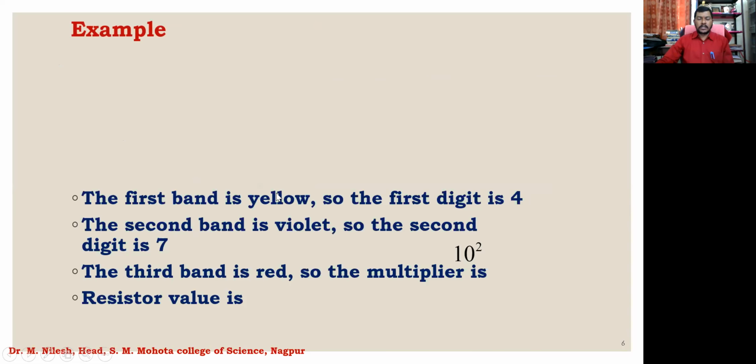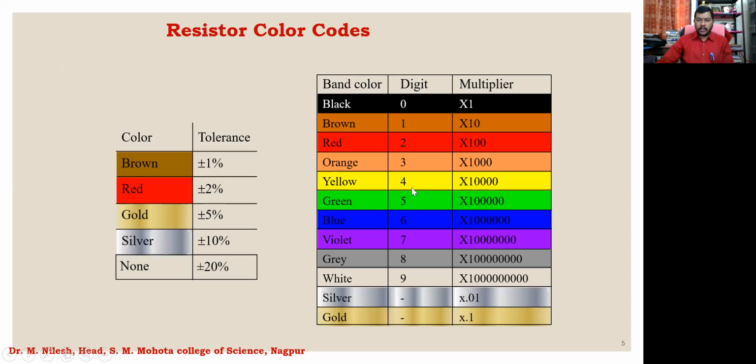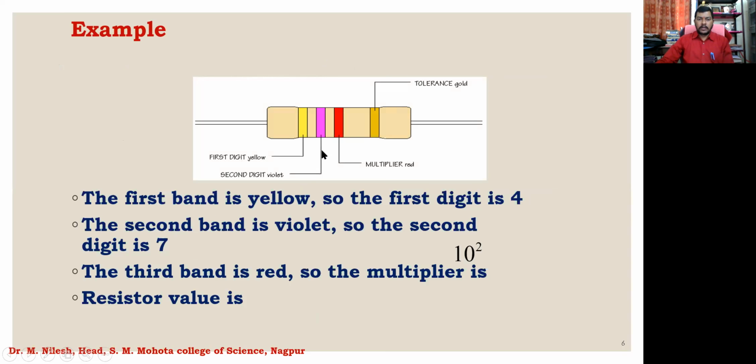So the resistor color codes, and this is how we are going to calculate the value of the resistance by using color codes: the first digit, second digit, and first band, second band, and third band, and the fourth band for tolerance. So the first band over here is yellow, so we have taken the first digit, that is 4, and the second is violet, so we are taking it as 7. So 4 and 7, that is 47.